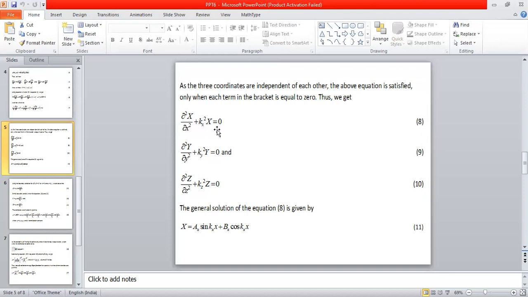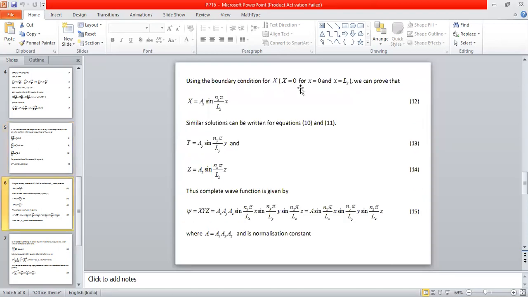Now this equation 8 has a solution of the form capital X is equal to ax sin kx x plus bx cos kx x. So equation 11 represents the general solution of equation 8. Now there are two boundary conditions. One is that the function capital X is equal to 0 for x equal to 0, and the function capital X is equal to 0 when x is equal to Lx also. That is the boundary along the x-axis within which the particle is restricted to move. So the wave function capital X must become 0 at x equal to 0, and at x equal to Lx also.